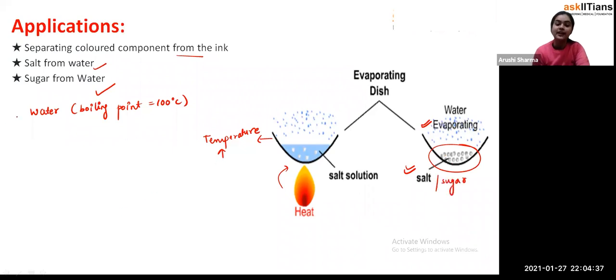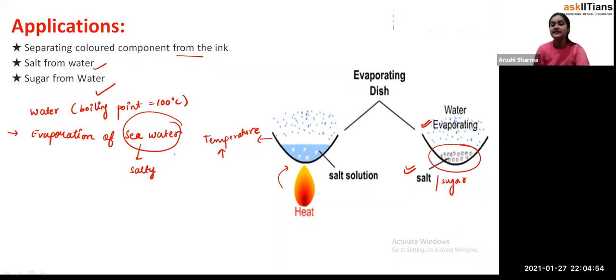So my dear student, have you seen the evaporation of seawater? It is a very important application. Seawater is salty in nature. That is why we don't generally use seawater in our household work, because due to that salt, our clothes can become rough and our skin can get rough.